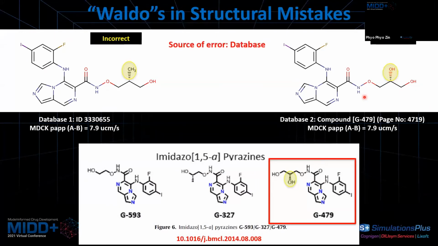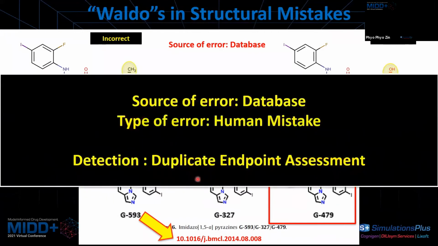These cannot be detected by using duplicate structural assessment because obviously the structures are different, but we were able to find them because they came from the same literature source here and they share the same biological endpoint as well. It makes them suspicious entries. These cases can be detected by using duplicate endpoint assessment.